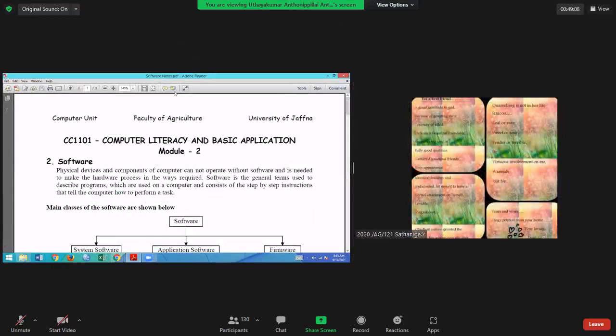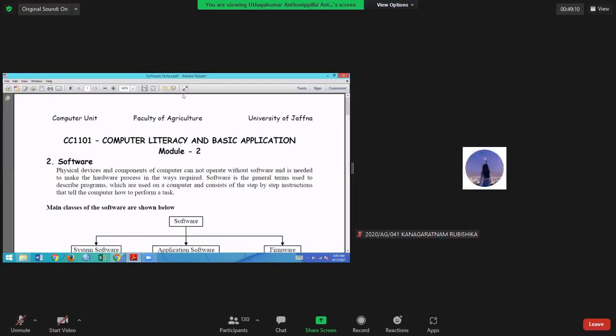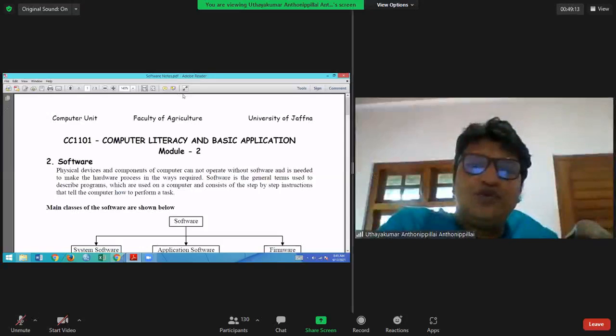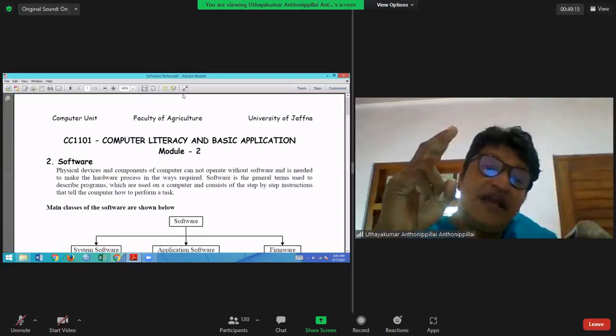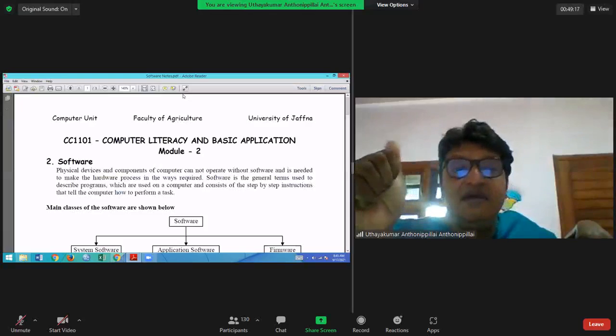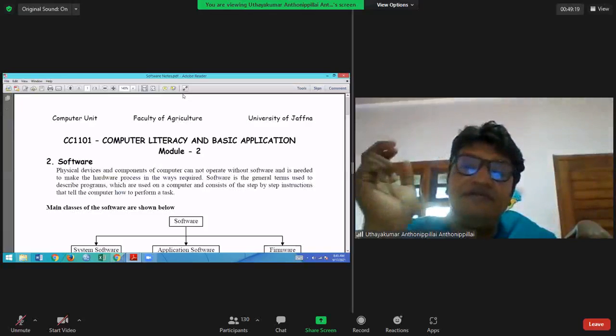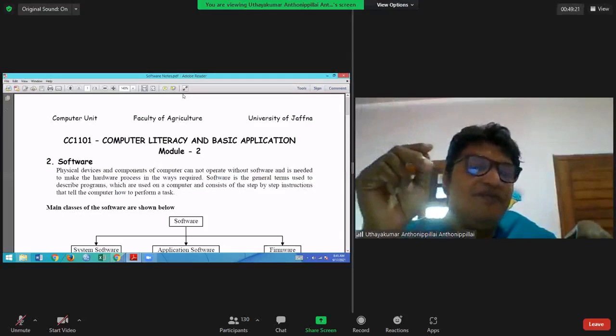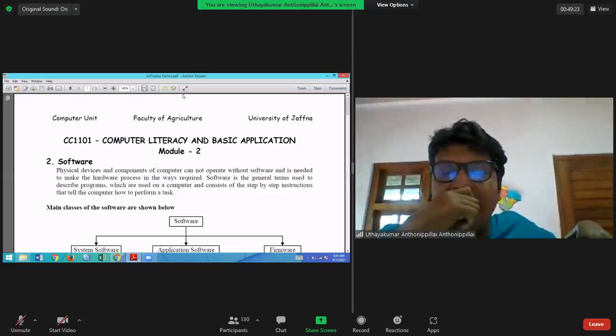Hello. Yes, sir. How many of you have two devices in your hand? Two devices mean two mobile phones, or a laptop with a mobile phone. How many of you have it?